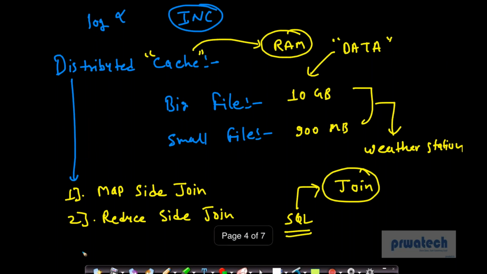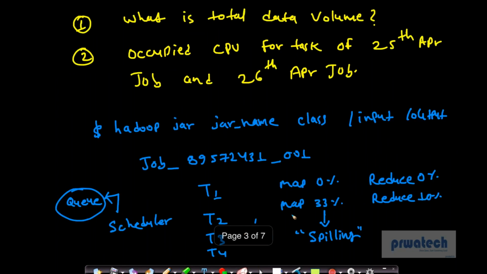We don't have space. Okay, let me do it here. 500 into 33%. This will give me roughly 165 MB of data it has processed. That's the calculation of 33% of 500 MB. So a total of 165 MB of data will be spilled, but where?